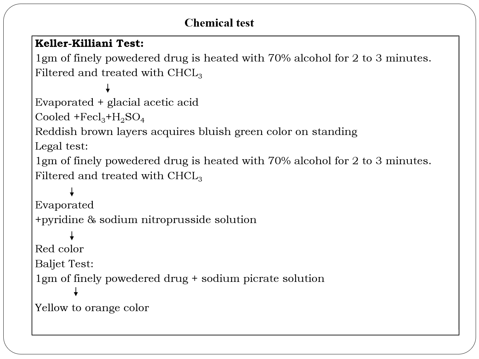The next test is the Legal test. 1 gram of finely powdered drug is heated with 70% alcohol for 2 to 3 minutes. Later, it is filtered and the filtrate is treated with chloroform. It is subjected to evaporation, and pyridine and sodium nitroprusside are added, which gives a red color. Baljet test: 1 gram of finely powdered drug is treated with sodium picrate solution, which yields a yellow to orange color.